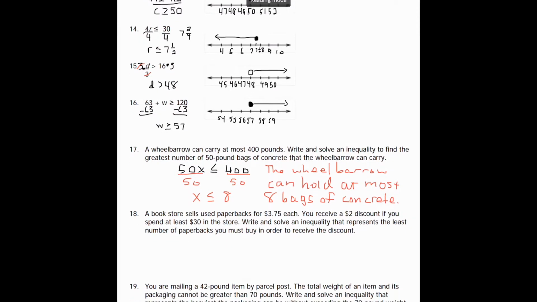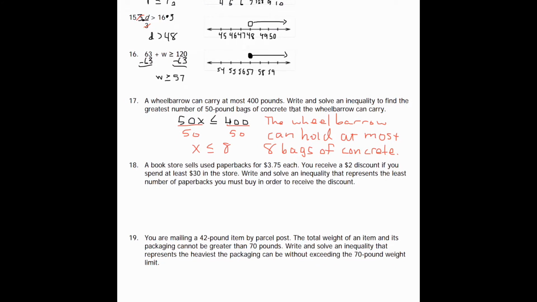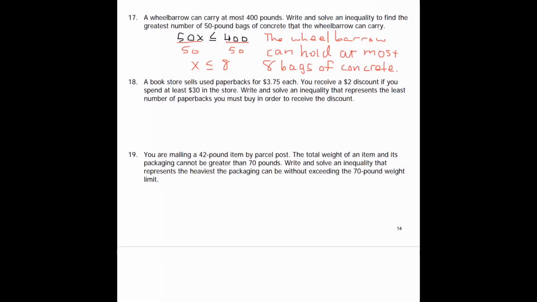Number 18. A bookstore sells used paperbacks for $3.75 each. You receive a $2 discount if you spend at least $30 in the store. Write and solve an inequality that represents the least number of paperbacks you must buy in order to receive the discount. So this question can actually be a little tricky because it's offering a $2 discount. Now, yes, we want that discount, but the number $2 really has no impact on completing this question.